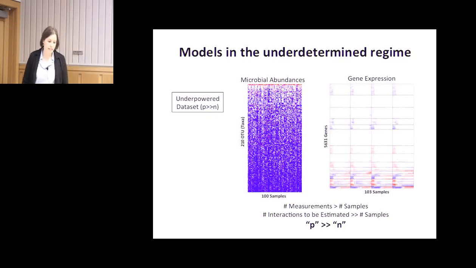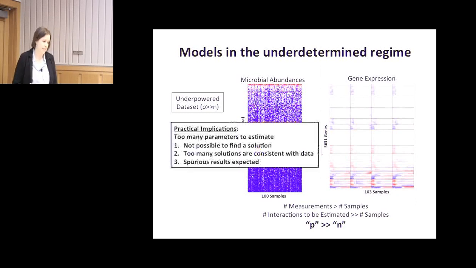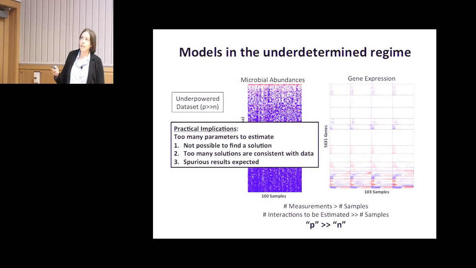And so this leads to some practical implications. Number one, there seem to be too many parameters to estimate. And so sometimes it's not possible to find a solution, or sometimes it's possible to find many solutions, and a lot of those are going to be wrong. So if you're working in this regime, you're at a very serious risk of coming up with spurious results.